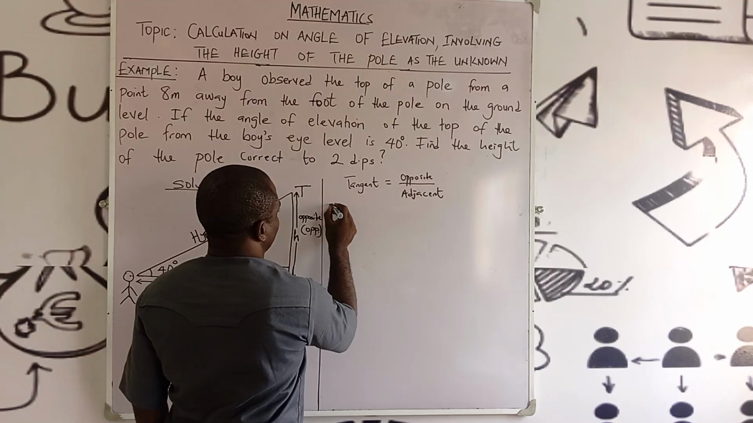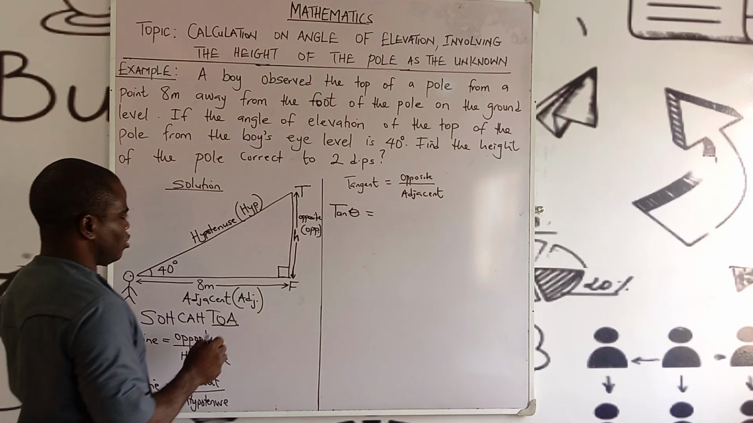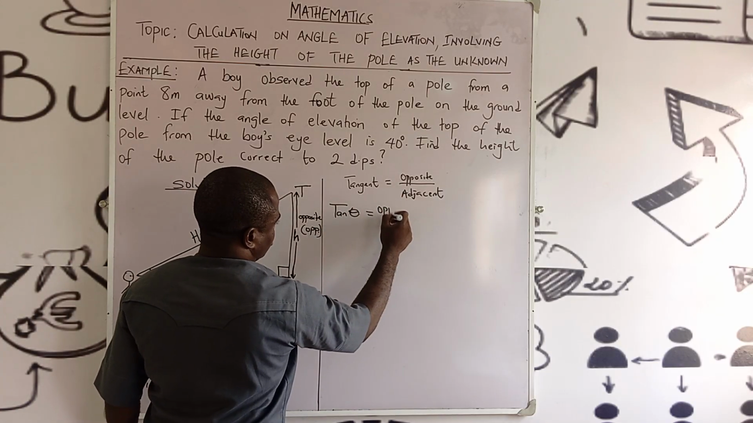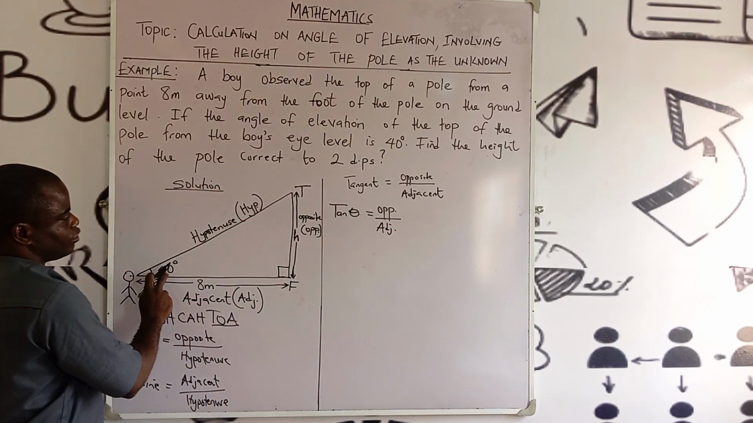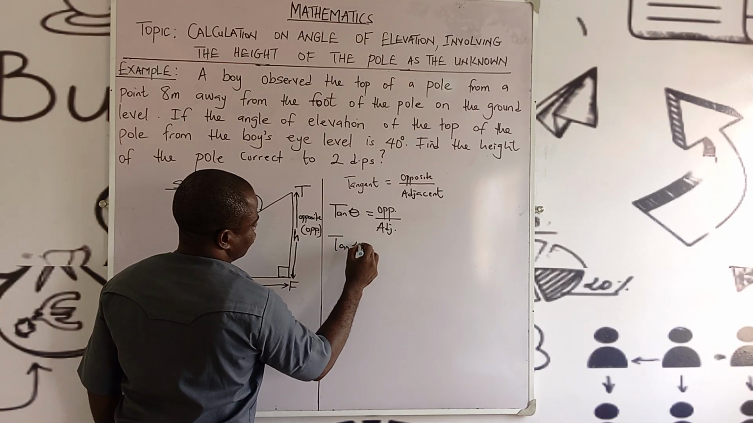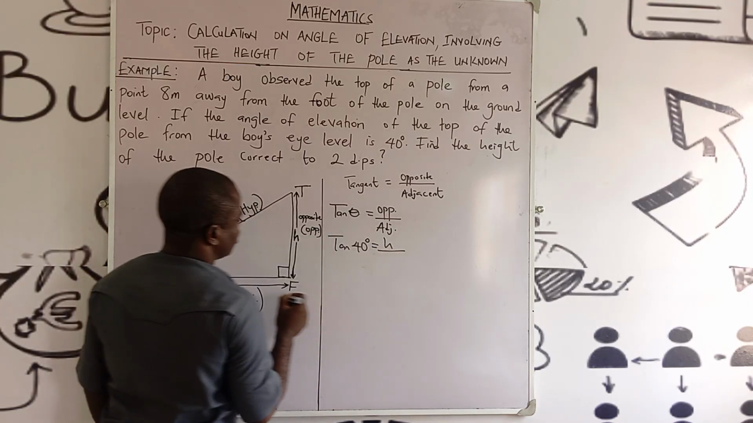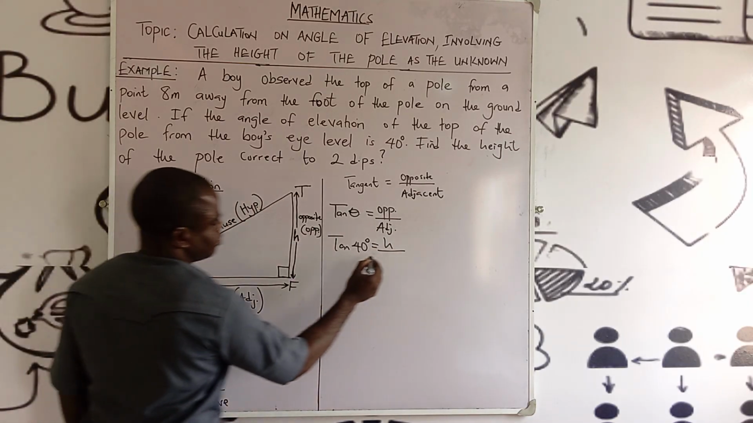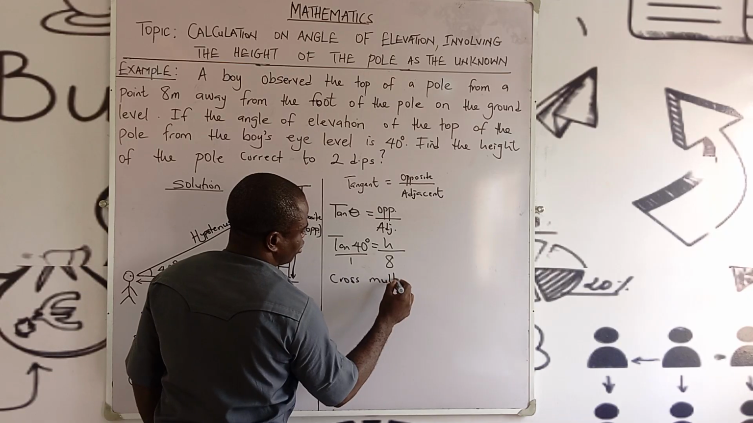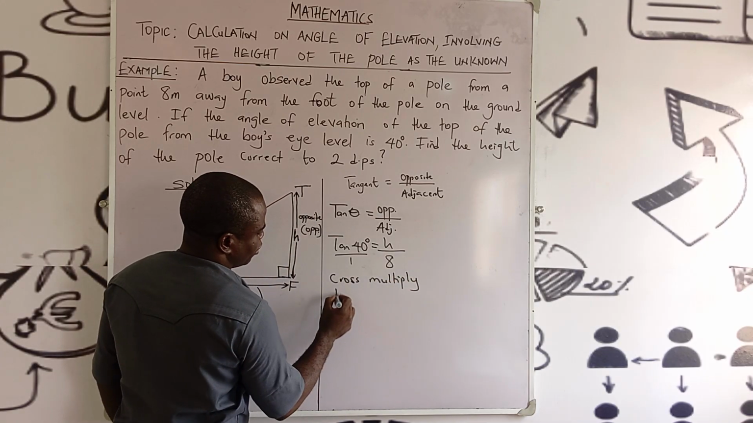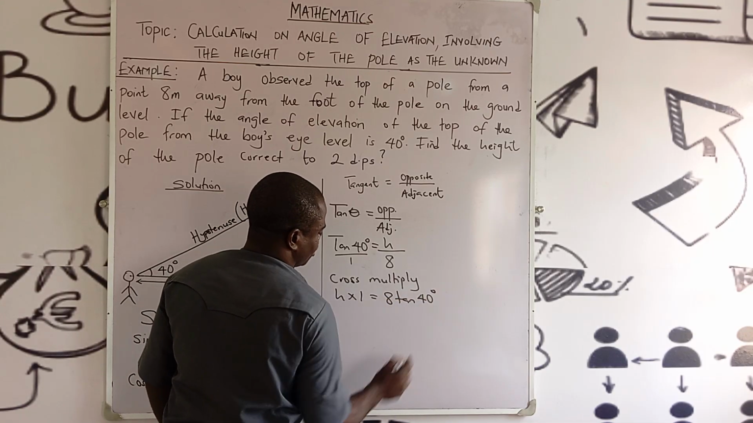Now say tan theta equals opposite over adjacent. What's our angle? 40 degrees. Tan 40 degrees equals, what's our opposite? We use H to represent the opposite. H over, what's our adjacent? We have 8. Cross multiply. When you do that, you have H times 1 equals 8 tan 40 degrees.